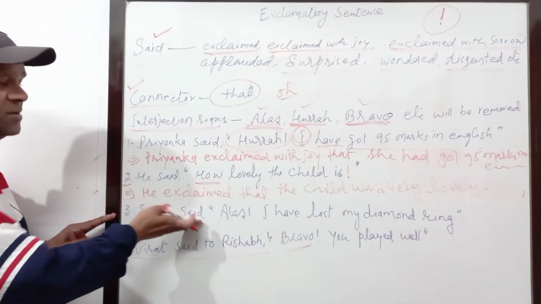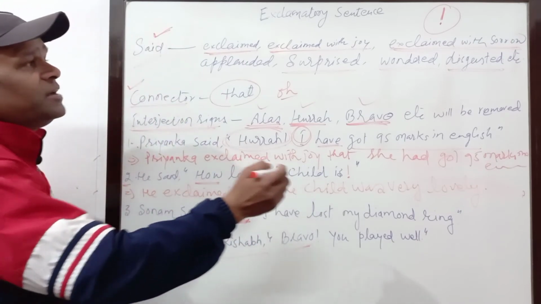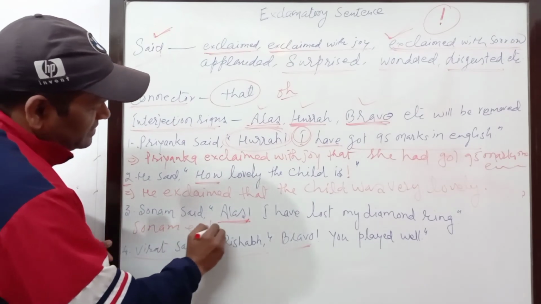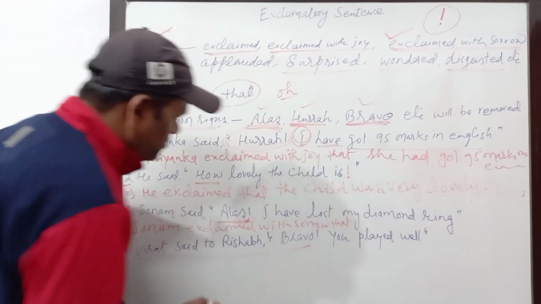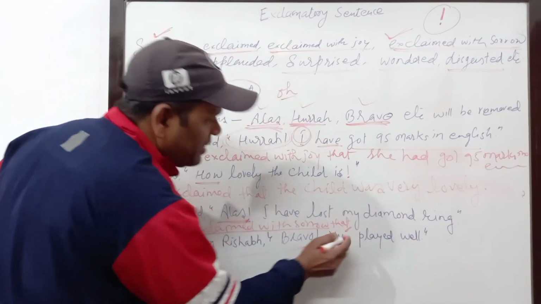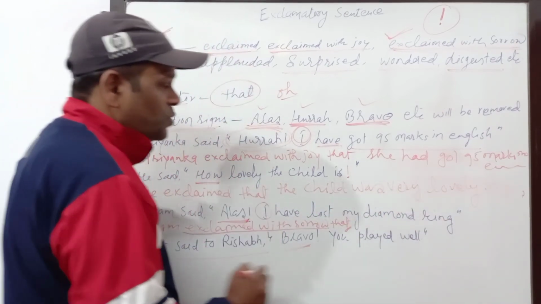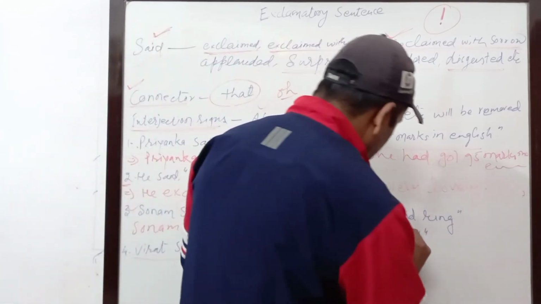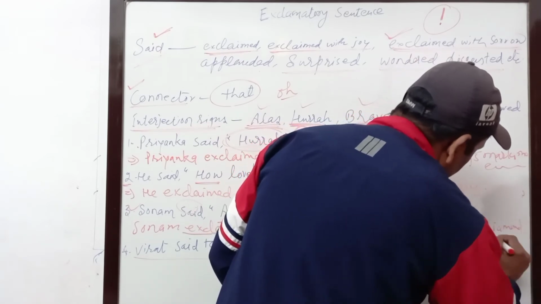Now come to the third sentence. Sonam said, alas, I have lost my diamond ring. Alas, regretting, feeling sorrow, exclaimed with sorrow. So there it will be, Sonam exclaimed with sorrow that. Up to here it is clear, my dear children. This said has been replaced by exclaimed with sorrow. The connective that we have used here is that, and now comes the change. I have lost my diamond ring. So I is there for Sonam. She have lost, that is present perfect. So it will be, she had lost her diamond ring.